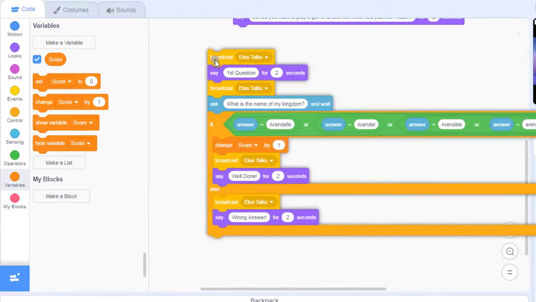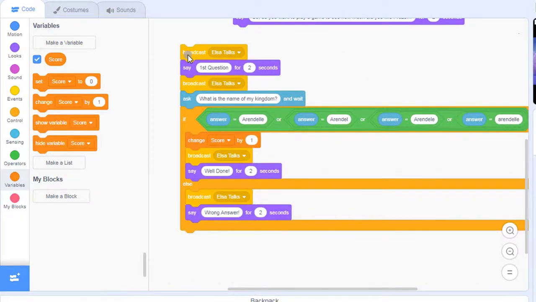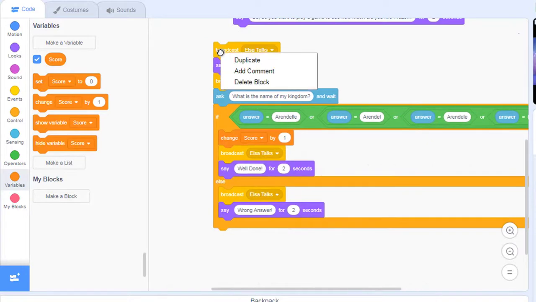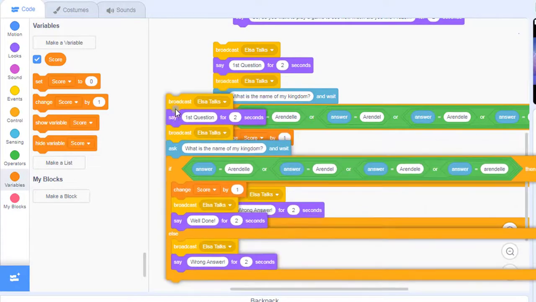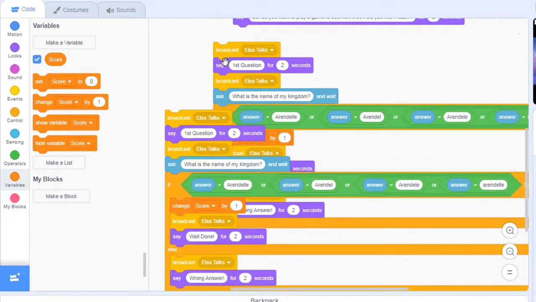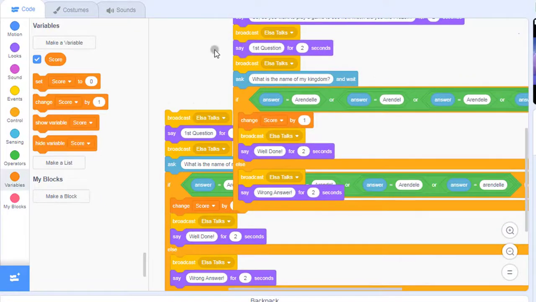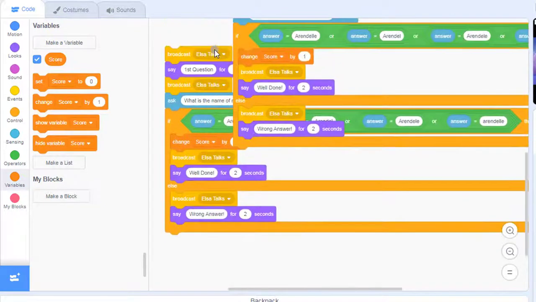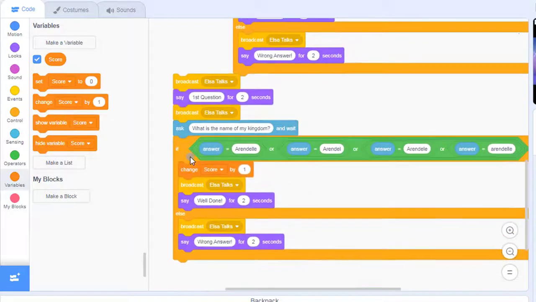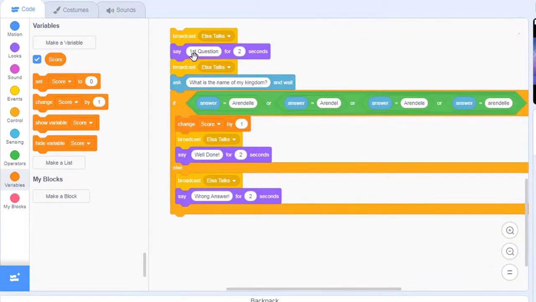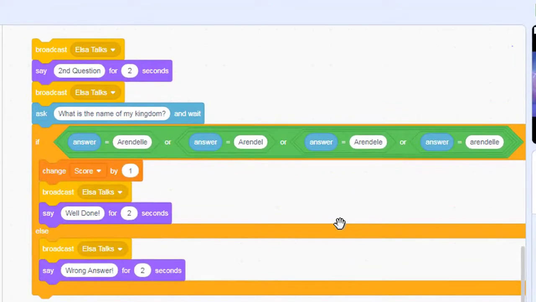So here it is, my first question. I will create more questions, so I will duplicate this whole, as you can see, all these blocks, and I will add this one, go right here. This is the second question, so I will write second question. I will just change the question and the answers. All the other things will be exactly the same.